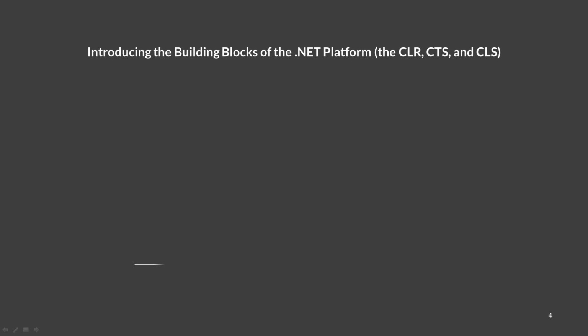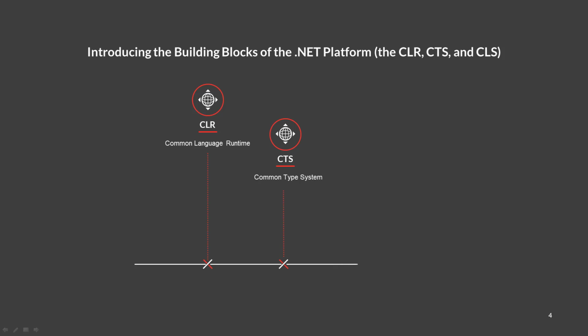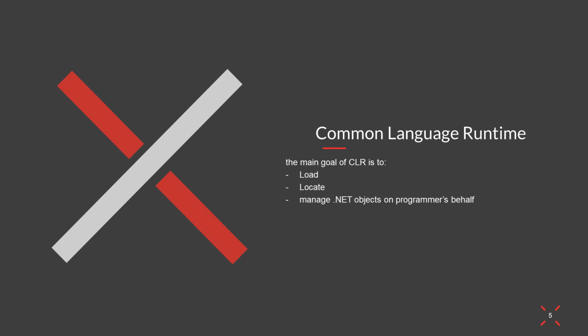So, introducing the building blocks of the .NET platform: the CLR, CTS, and CLS. Now, you have understood some benefits provided by .NET framework, which you have learned in previous videos. I'm going to describe three key topics that will help you to understand the key benefits better. The first one is CLR or Common Language Runtime.